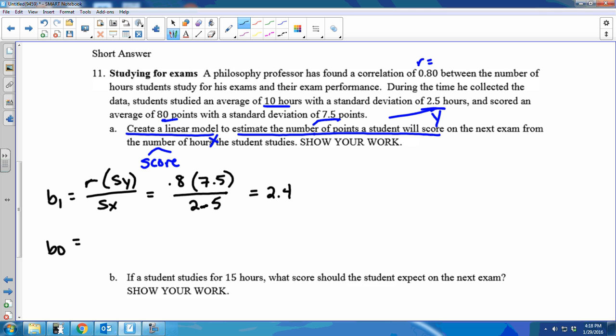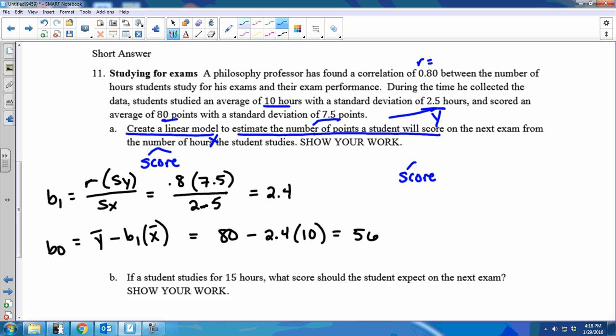That equation says that you take the average for y minus the slope times the average for x. Again, average y is average score. So an average of an 80 on the test minus a slope of 2.4 times the average hours studied, which is 10, and then you get 56. So in writing the equation, you get score hat equals the y-intercept, 56, plus the slope, 2.4, times x, which is hours studied.